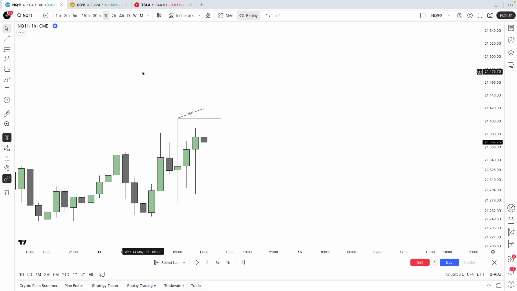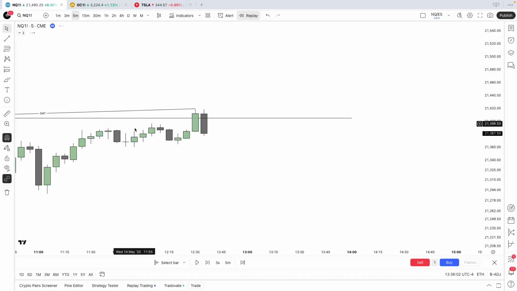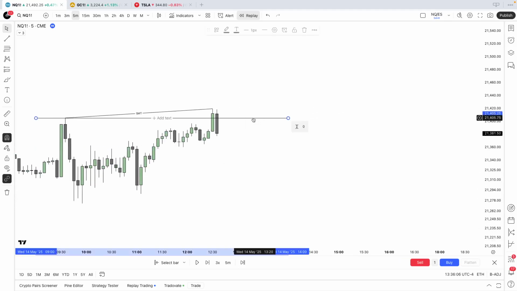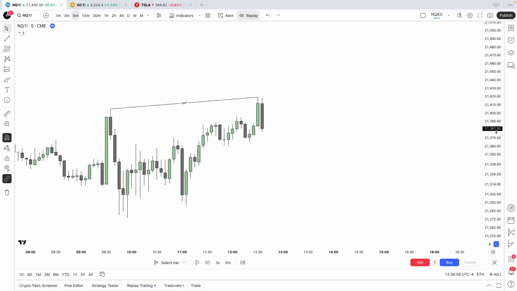But let's actually break down the entry model that came into this NASDAQ short position. And so I'm going to open up the 5-minute time frame to help you all understand kind of where my thought process was with this trade.